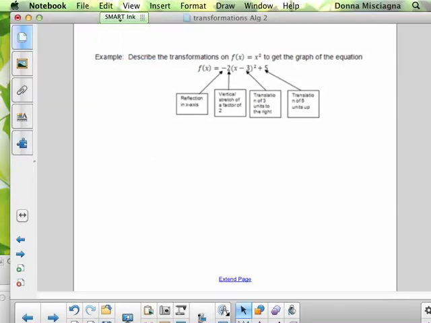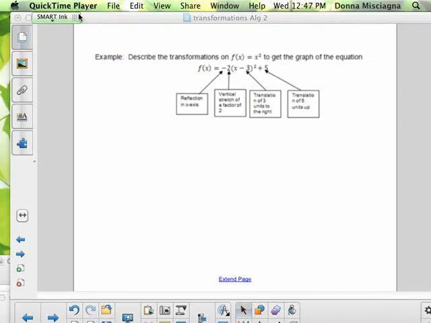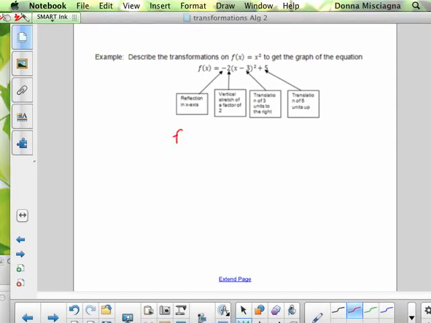All right, let's look at some transformations, and we're going to describe the transformations. So here's the first one. Describe the transformations on f of x equals x squared to get the graph of the equation. So just remember how it was set up, right? F of x equals a, and we're not going to worry about b, so x minus h squared plus k.